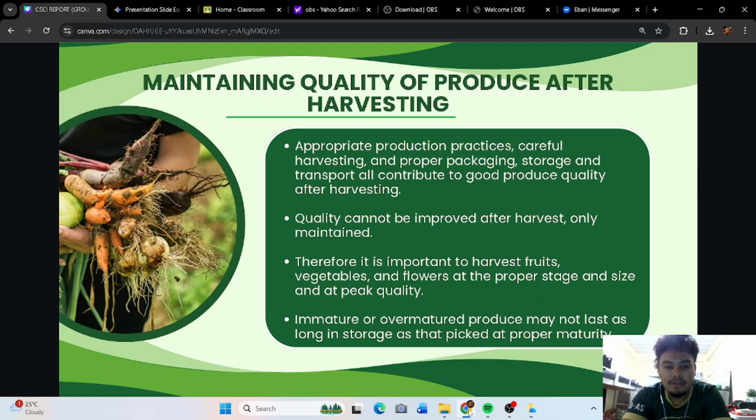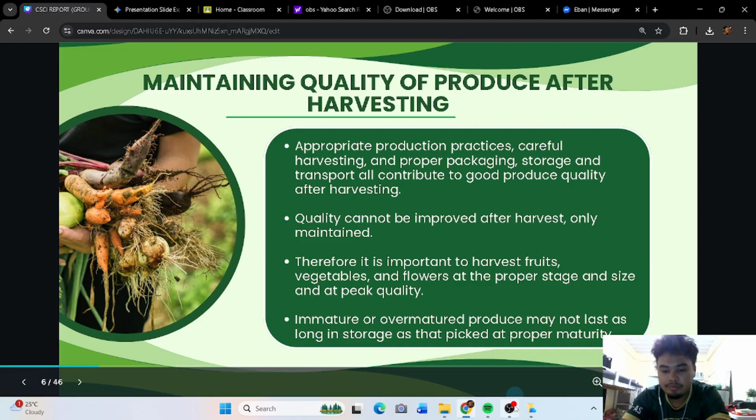Maintaining quality after harvest is the golden rule. A critical point to remember is that quality cannot be improved after harvest. It can only be maintained through proper storage and transport. Post-harvest factors. Appropriate production practices and careful packaging are essential to keep the produce at peak quality, maturity, and longevity. We conclude by noting that produce picked at improper maturity levels, whether too early or too late, simply will not last as long in storage.